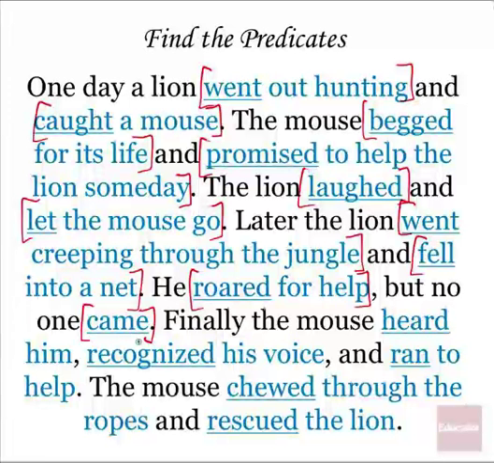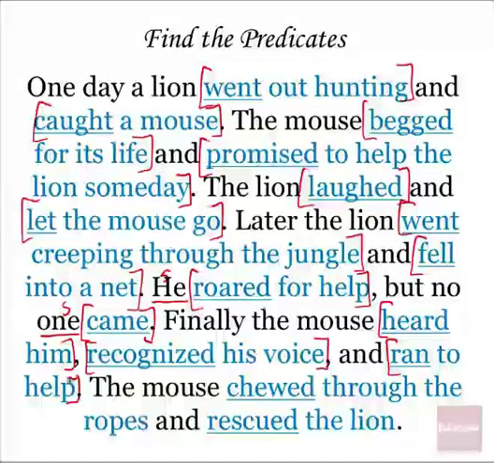Now, this is a bit interesting. We have here what's called a compound sentence. It's actually two sentences stuck together. We have two subjects and two predicates. He is the subject of the verb roared for help, but no one is the subject of the verb came. Two predicates, two subjects. Finally, the mouse heard him, recognized his voice, and ran to help. Three actions, compound predicate, single subject, mouse. The mouse chewed through the ropes and rescued the lion. So whenever you're looking for the predicate, just look for the action performed by the subject. That's really all it is.